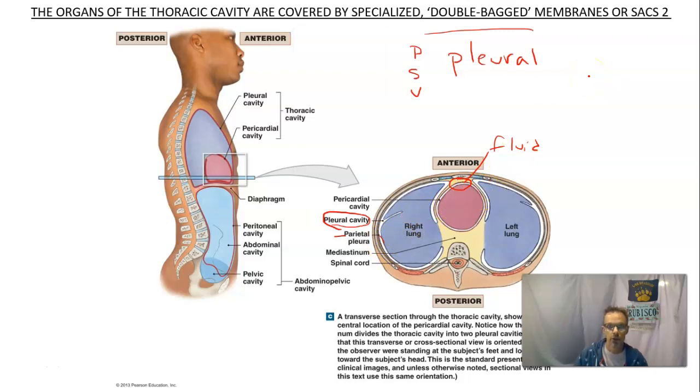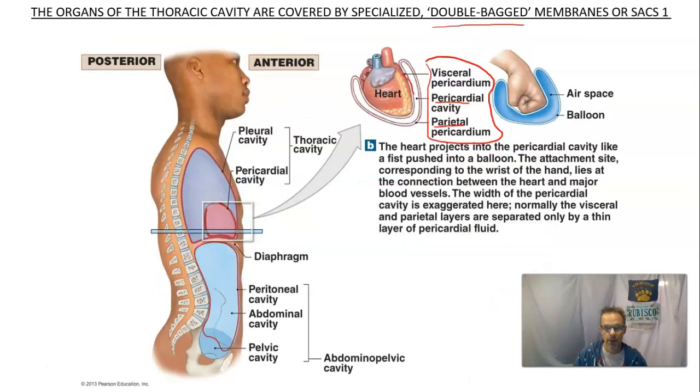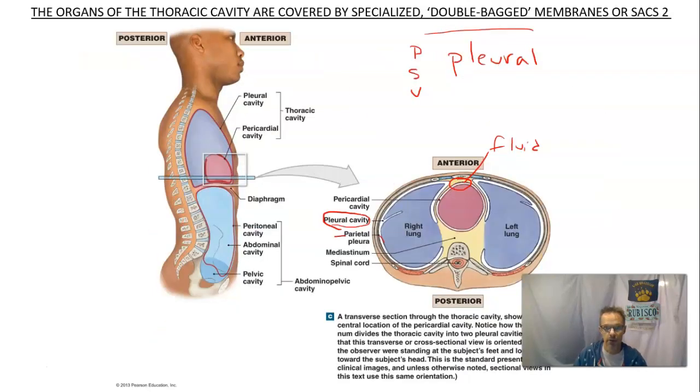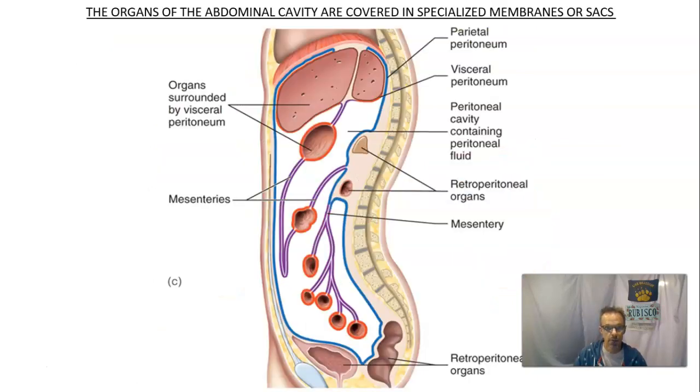So those are the membranes that surround, again, the heart: the pericardial membranes. And the ones around the lungs are the pleural membranes. Then when we move into the abdominal pelvic cavity, the membranes there are called the peritoneal membranes.